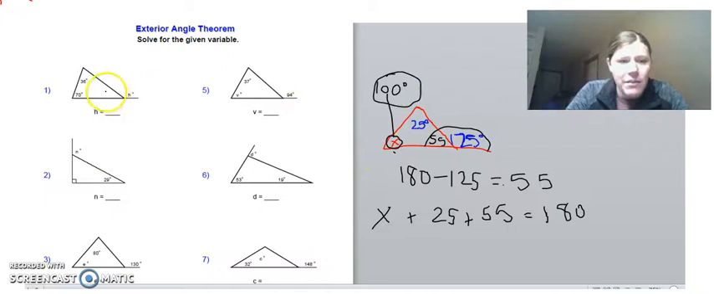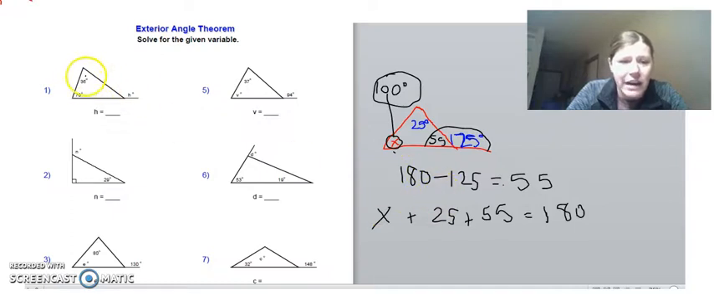Okay, so some of these you're solving for the inside angle and some of these you're solving for an outside angle. So make sure you are following your things here. So like on number 1, it would be a little bit different. I need to figure out what the inside angle is first before I can figure out the outside angle. So I'm going to kind of do the opposite here.